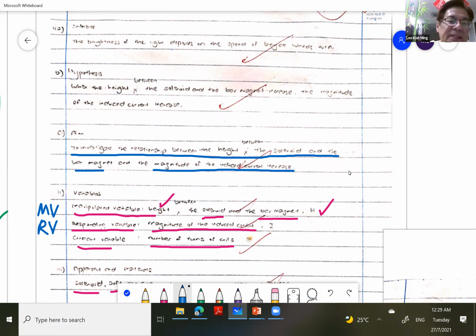Hypothesis. Let's take a good look. When the height between the solenoid and the magnet increases, the magnitude of the current induced increases.